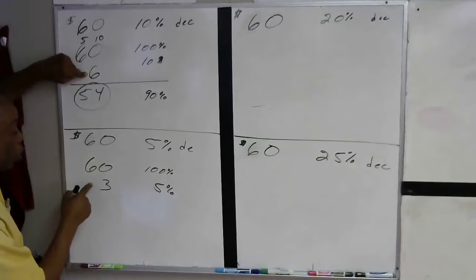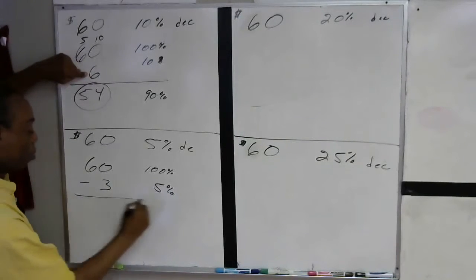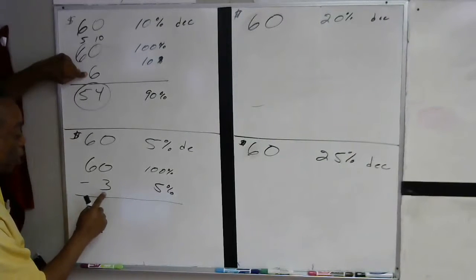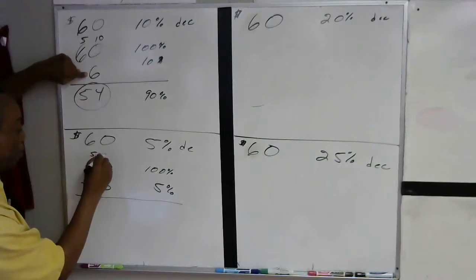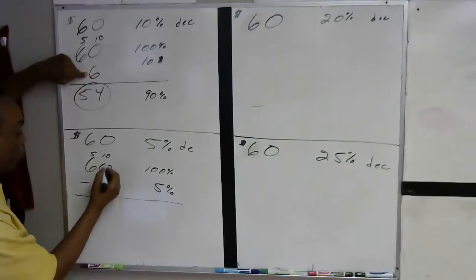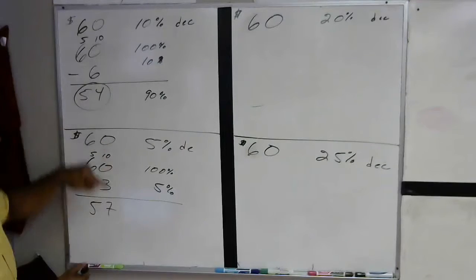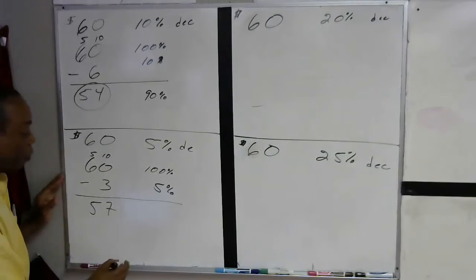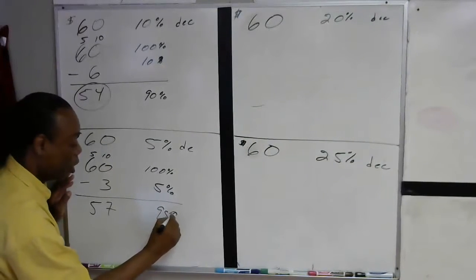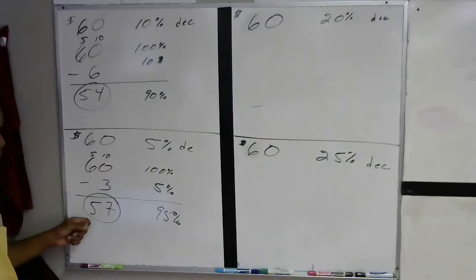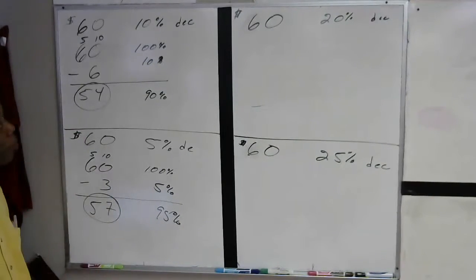So we're going to decrease 60 by 3, which is a subtraction. So 60 minus 3 is, 3 from 10 leaves 7, and the 5 comes down. That'll be 57. So 57 represents 95% of the original. So it decreased, it went down with it.